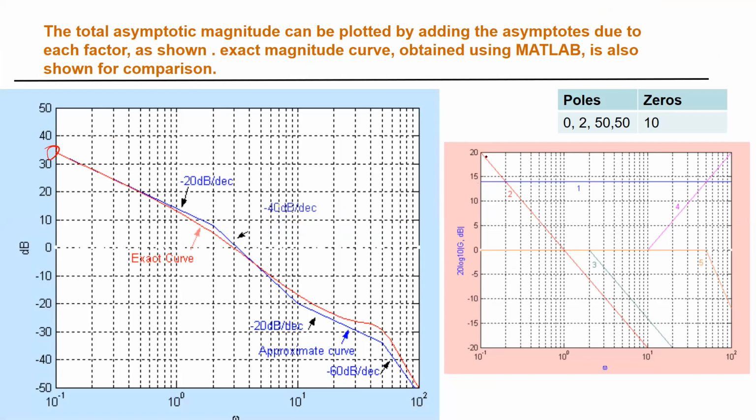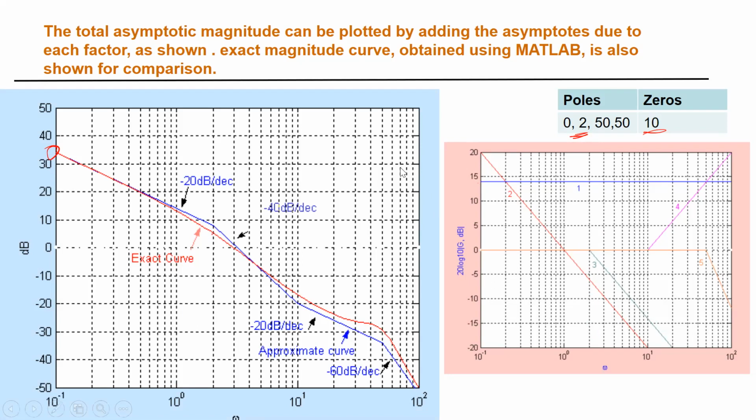I will continue with this curve until I reach where? Until you intersect with curve 3, which is the value of 2. So at 2, what will the slope be? It will be minus 40 dB until 10.